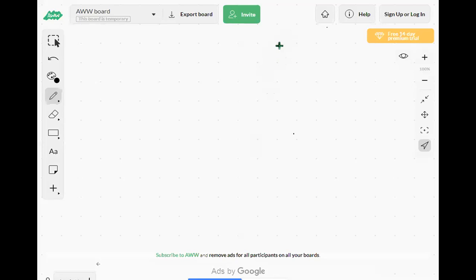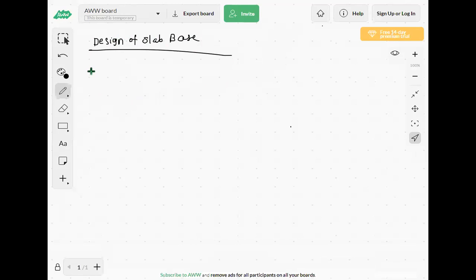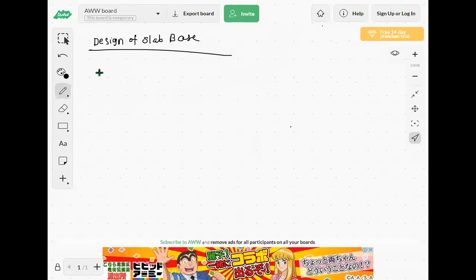So good morning. Today we will continue with the procedure of design of slab base. I think we have covered 5 to 6 steps, so we will continue with step number 7.